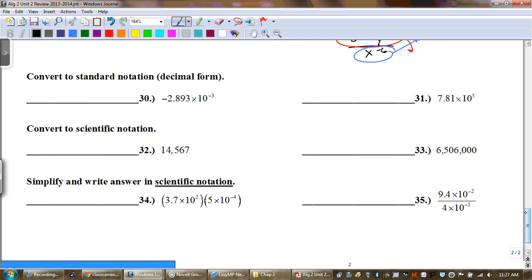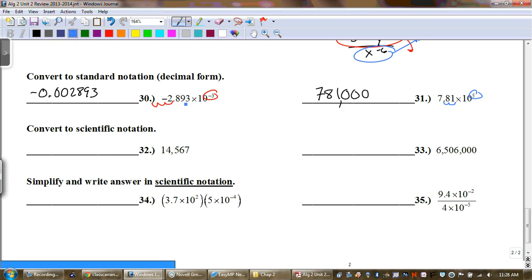All right, next ones. Convert to standard form, standard notation. I have a negative, so that means I need to move the decimal 1, 2, 3 spots to the right. So 1, 2, 3, 8, 9, 3. Okay. For 31, I need to move it 5 spots to the right. So 1, 2, and then 3 zeros. So 1, 2, 3, 4, 5. So 781,000.